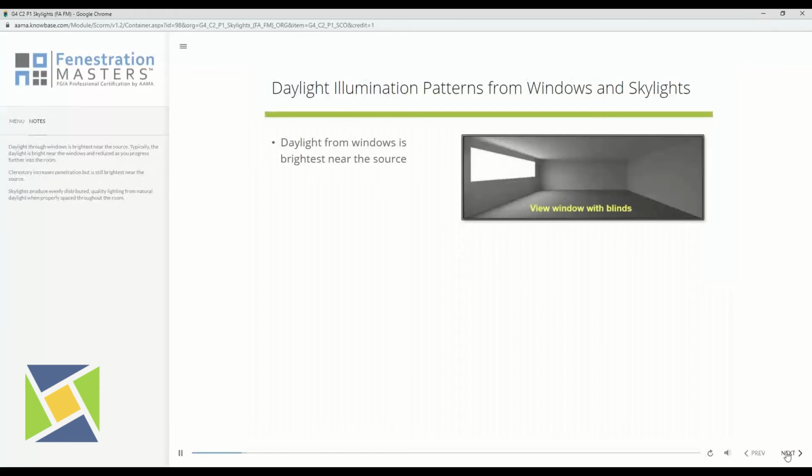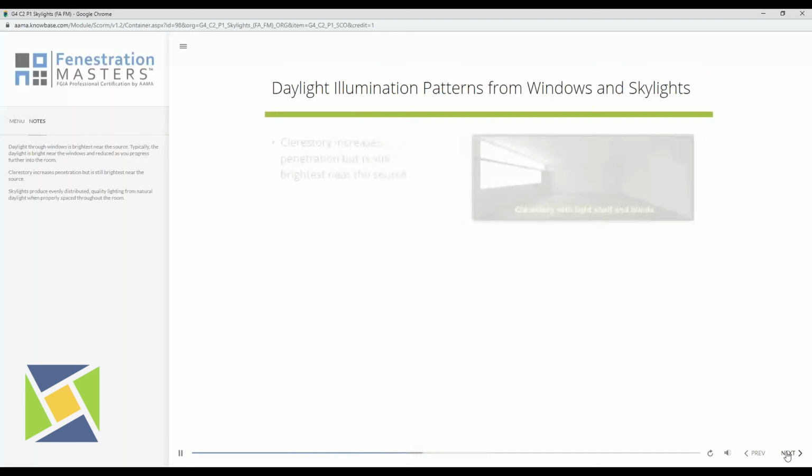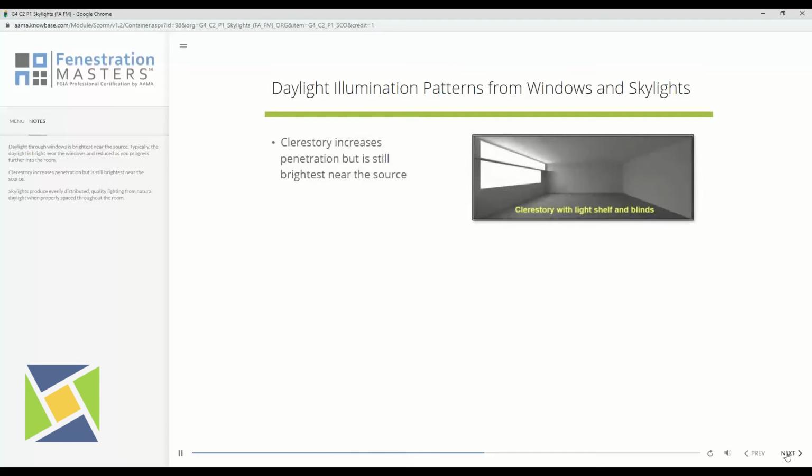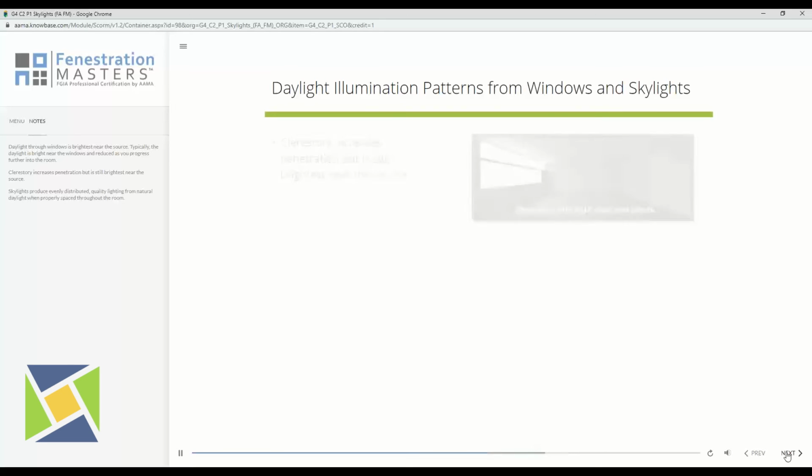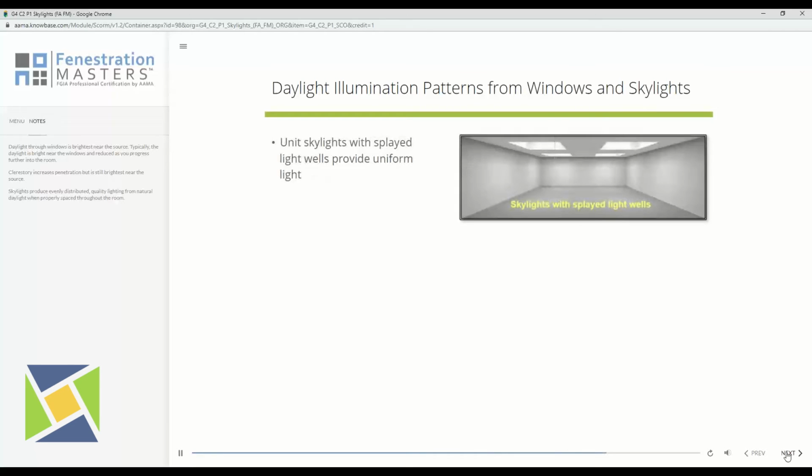Daylight through windows is brightest near the source. Typically, the daylight is bright near the windows and reduced as you progress further into the room. Clerestory increases penetration, but is still brightest near the source. Skylights produce evenly distributed, quality lighting from natural daylight when properly spaced throughout the room.